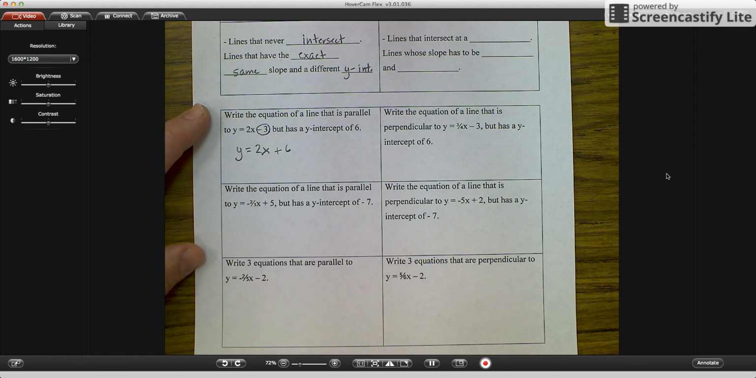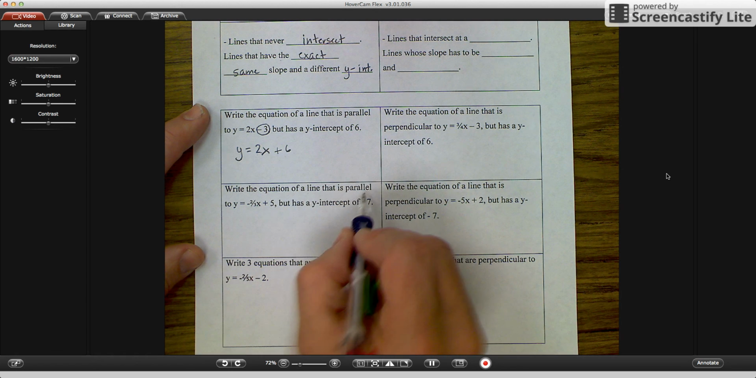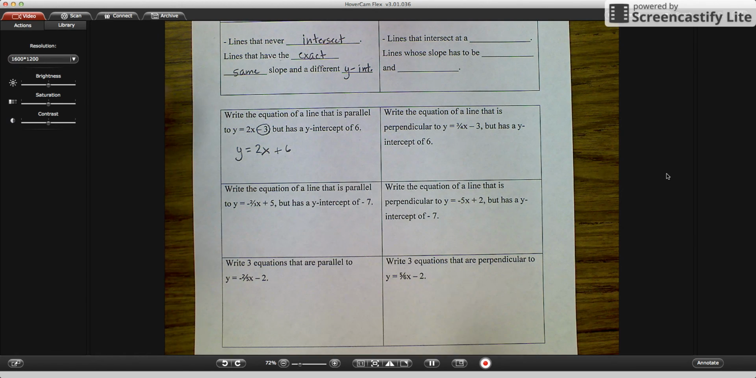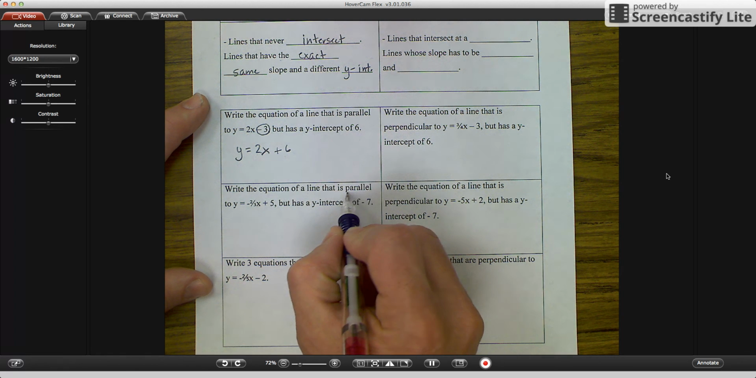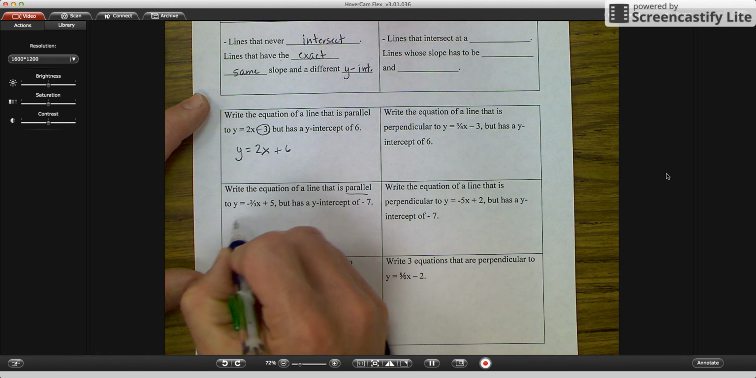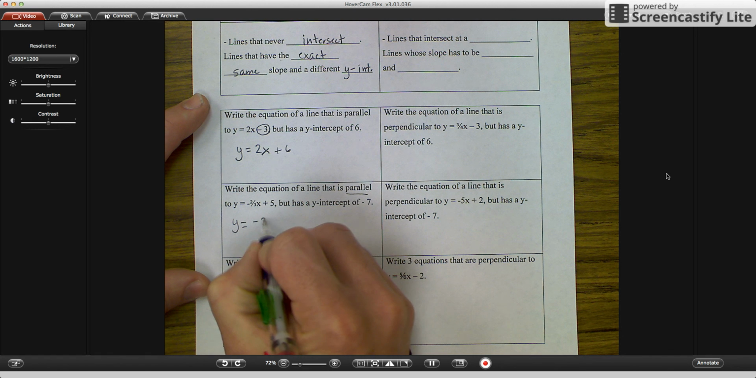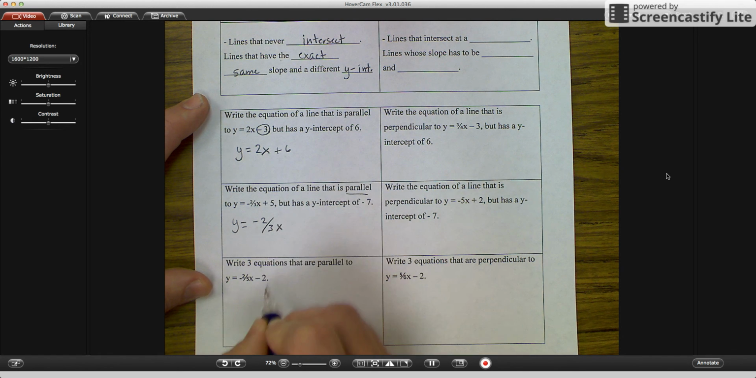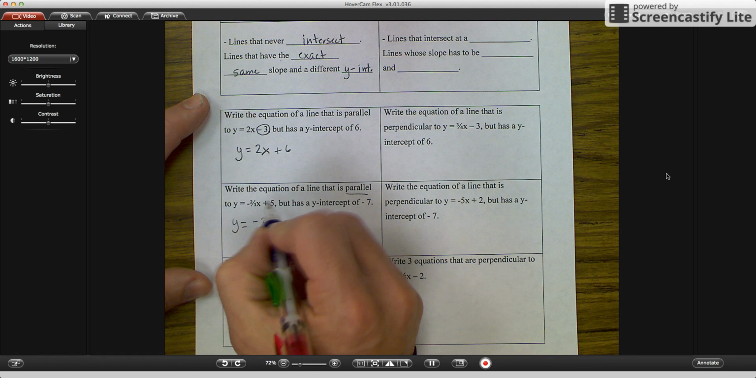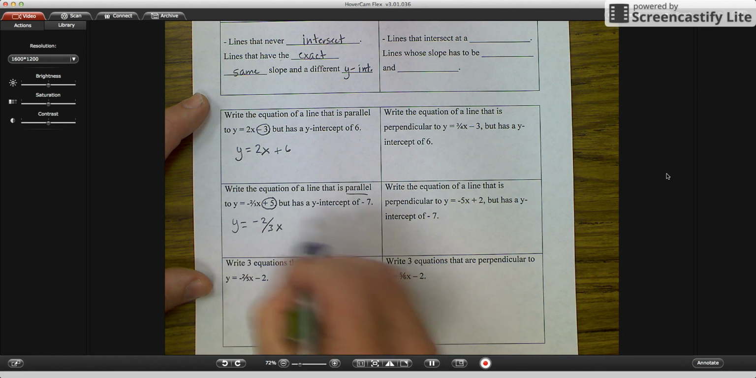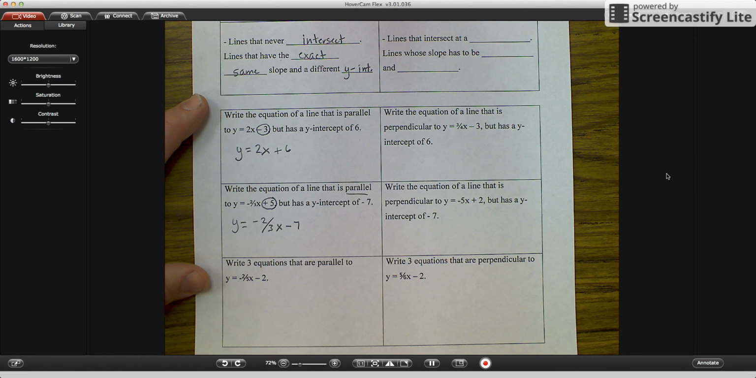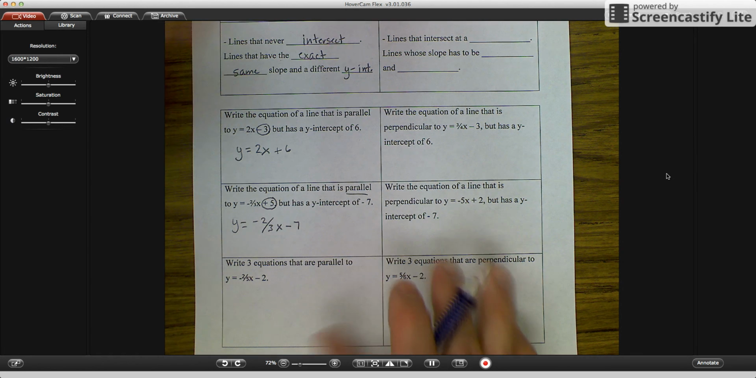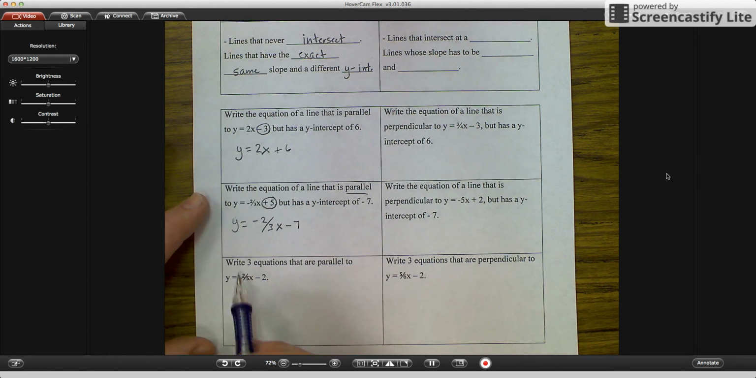Let's look at the next one. It says write the equation of a line that is parallel to y equals negative 2/3 x plus 5, but has a y-intercept of negative 7. So parallel, I know that it's going to be y equals negative 2/3x because the slope stays the same. But I have a new y-intercept, and my new y-intercept is negative 7. Make sense?